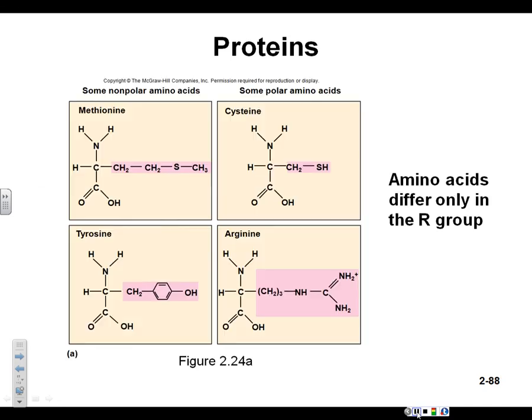Okay? Alright. 20 amino acids. What makes them different? Look at this, all of them. What makes them different? This group gives us our 20 amino acids based on what's bound there.